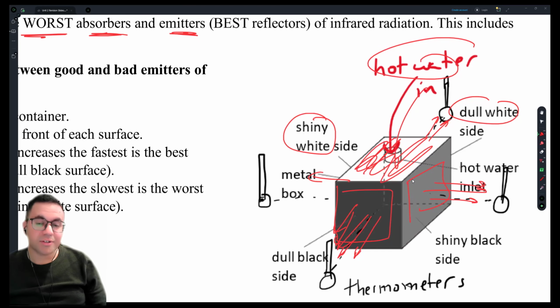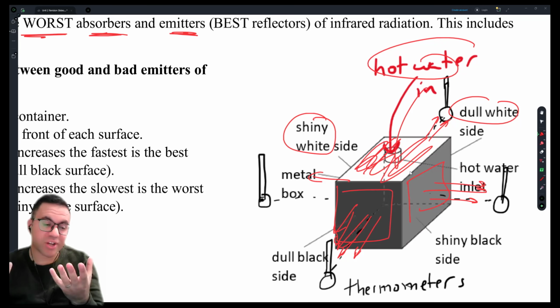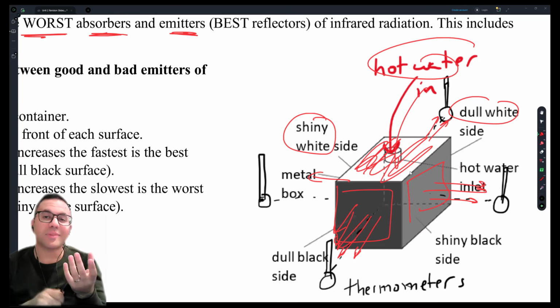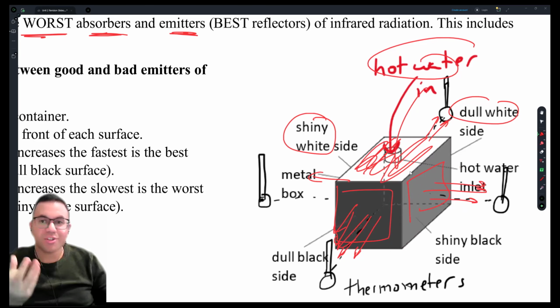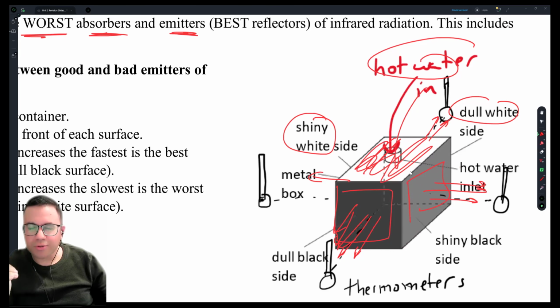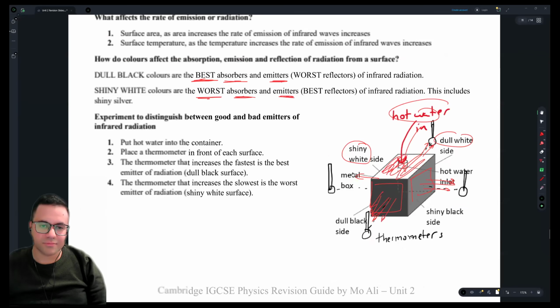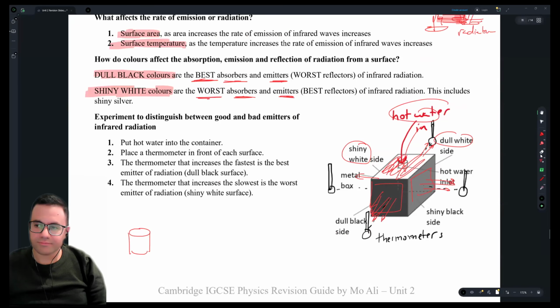Okay? So if you have two objects, one's shiny white and one's dull black, and they're both hot, the dull black cools down faster because it emits the heat faster. The shiny white cools down slower because it emits the radiation less or slower. Okay? I don't need the can, it was already drawn.